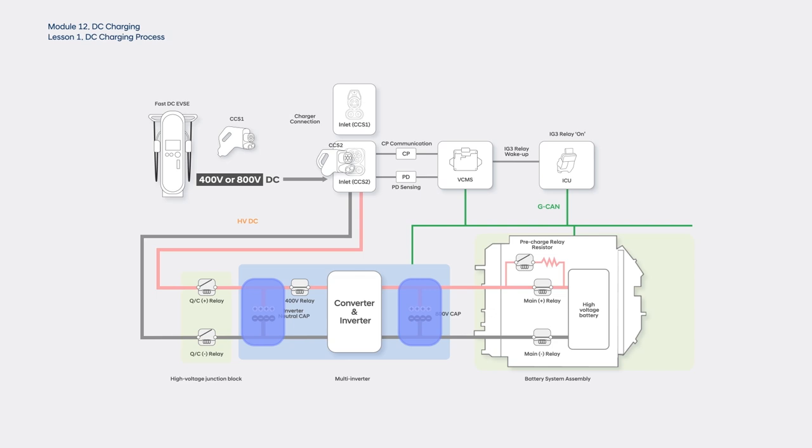When the charging is completed or cancelled, the VCMS requests the BMS to deactivate the quick charger relay. The multi-inverter discharges the neutral capacitor and deactivates the 400-volt relay. The BMS deactivates the main relay to end the DC charging process.